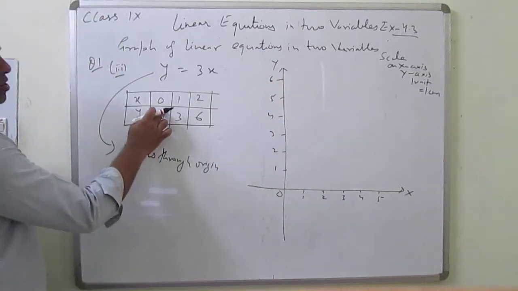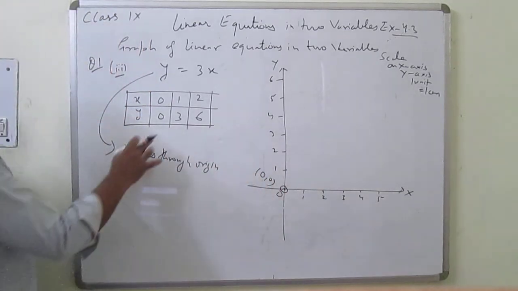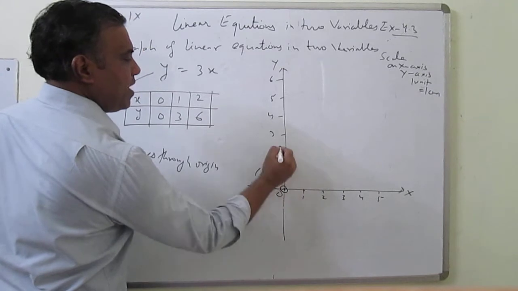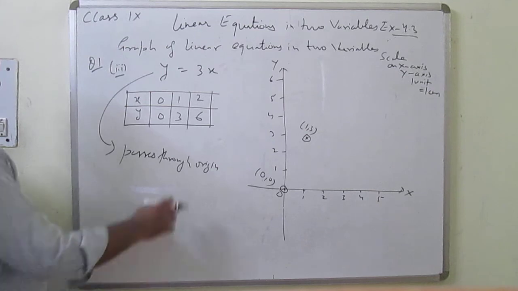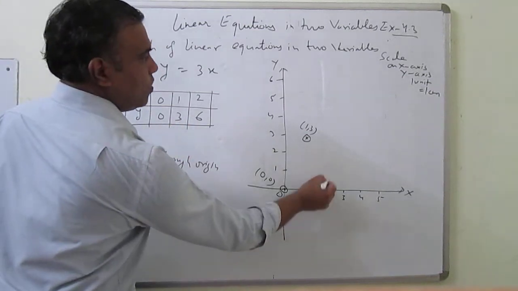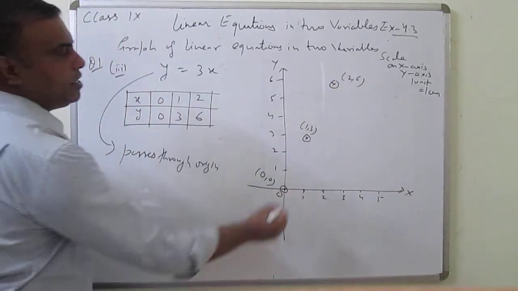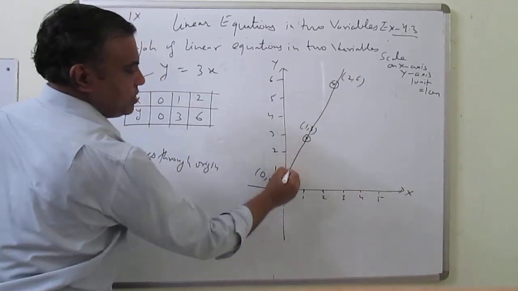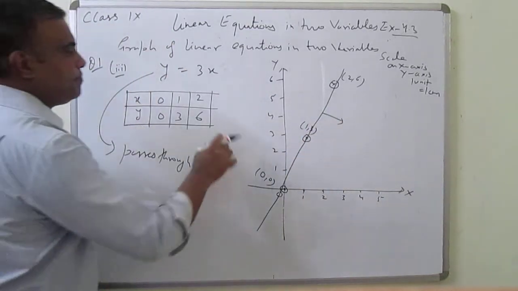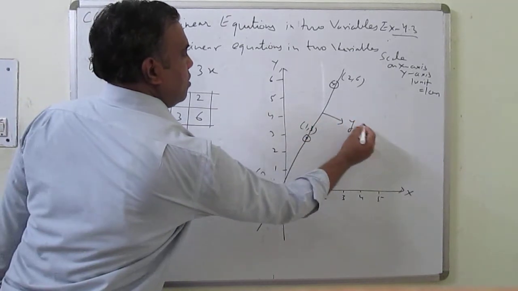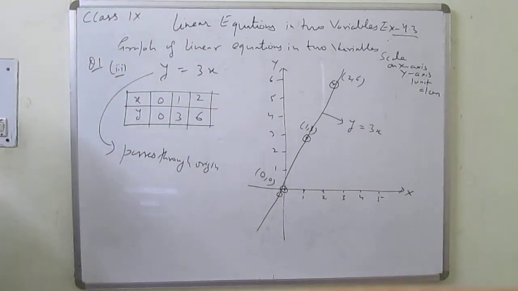Now the first point is 0, 0. Now the second point is x 1, y 3. So this is the point 1, 3. Then 2, 6: this is 2 and this is 6. Join these points, you will get a straight line. You do it in graph paper. So this is the equation of the line. This line represents y is equal to 3x.